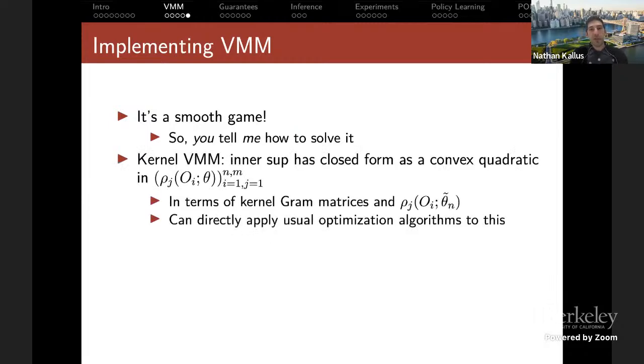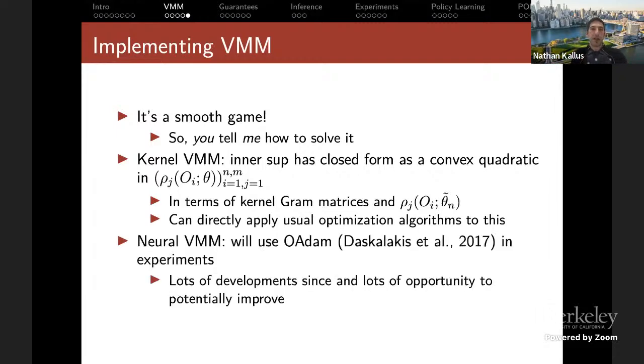So for kernel VMM, the inner sup actually has some closed form. We can write it as a convex quadratic in the values that the moment function rho takes. So it's going to be some convex quadratic in these, and then we're going to optimize over theta. It's going to be in terms of the kernel Gram matrix and the value of the moments at this initial guess theta tilde. Okay, and then we can directly apply usual optimization algorithms to this because there's no sup anymore. We solved the closed form.